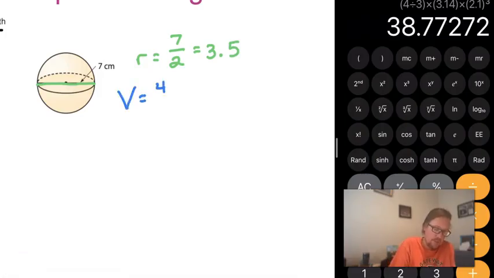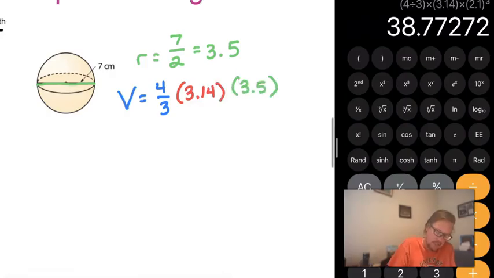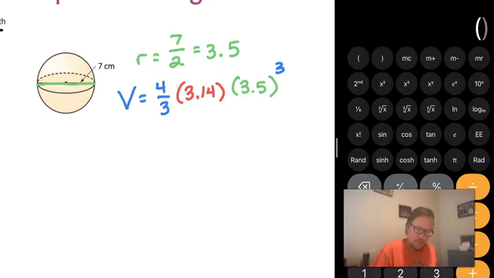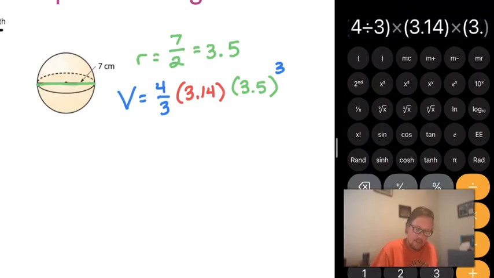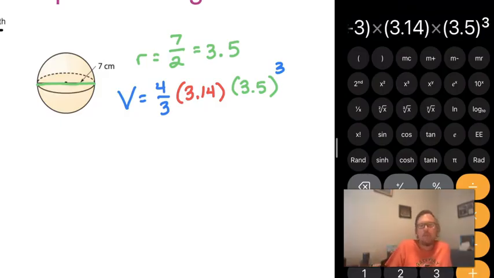Volume equals 4/3 pi r cubed. So here we go. 4/3, so open parentheses, 4 divided by 3, close parentheses. Oh, my kingdom for a TI-84. It would look so much nicer. 3.5 cubed. 4 thirds times 3.14 times the radius cubed, which in this case is 3.5 cubed.